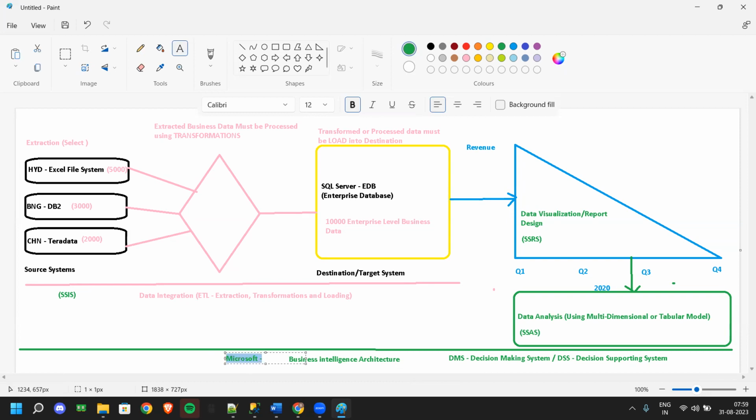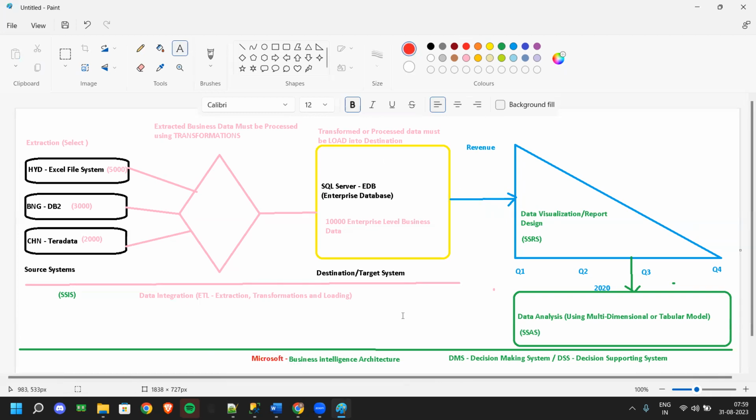So can I say this is my MSBI architecture? Because you are in a position to perform all BI activities by using MSBI tools, I can say it's a complete MSBI stack architecture diagram. Are we good, guys? Yes. Let's go back.